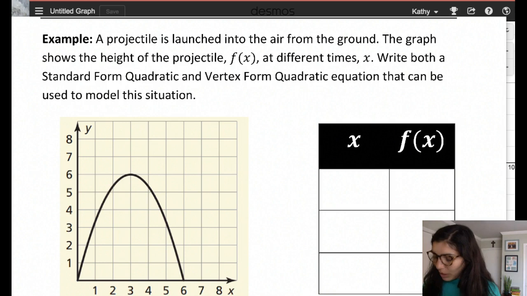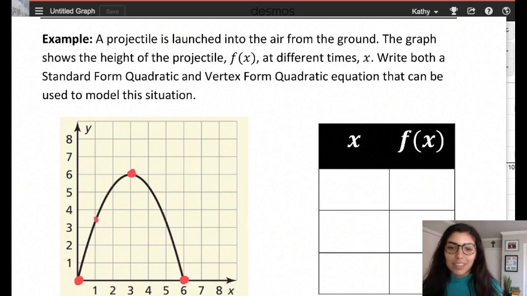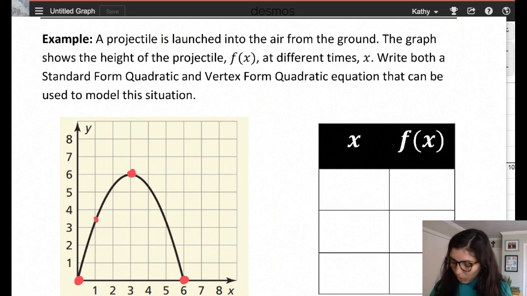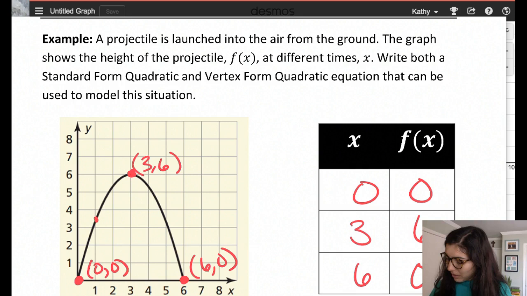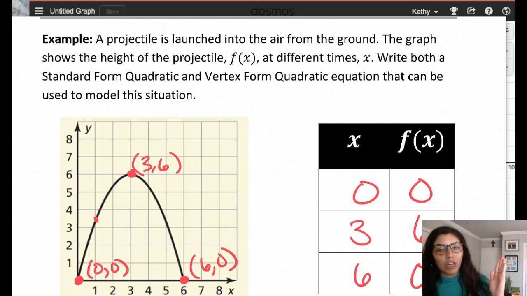Okay? First thing we need to do is find some coordinate points. Well, we have a graph, so we can find 3 coordinate points because we can find its vertex and the zeros. We could also find one of the ones in here, but it won't be as well defined because we're going to be looking mostly at the points that we can find. We know that this is (0, 0), (3, 6), and (6, 0). So I can go ahead and fill in my table: (0, 0), (3, 6), and (6, 0). Those are the coordinates that are a part of that projectile, of that ball going up and down.